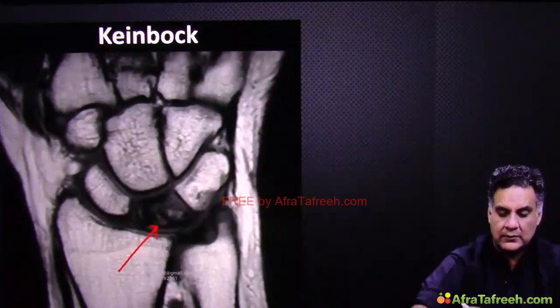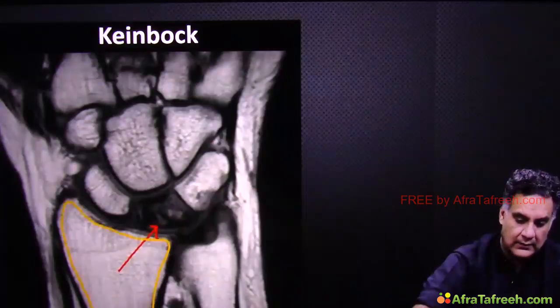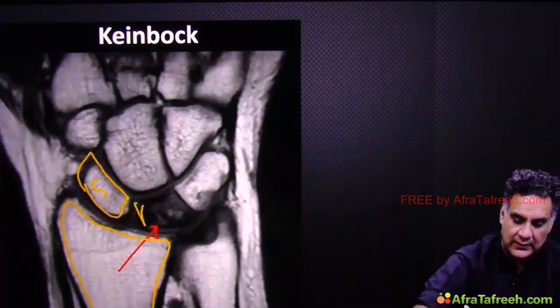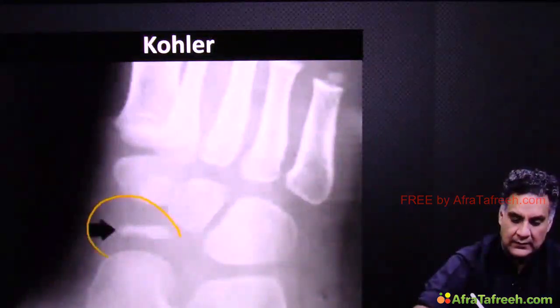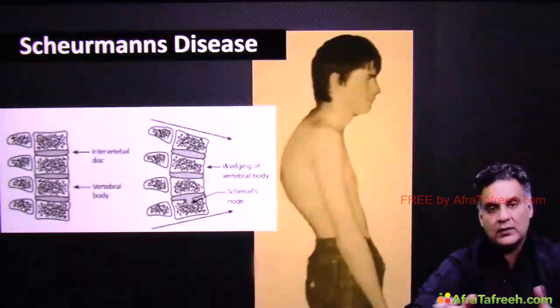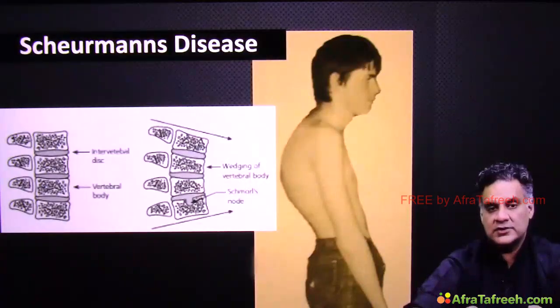Kienbock, lunate. As we all know, the lower end of radius, the big bone that sleeps over it, the scaphoid, and just next to it is the lunate. Or you can have the navicular, Koehler, they have the same ending. Or osteochondritis involving the vertebrae, Scheuermann's disease.